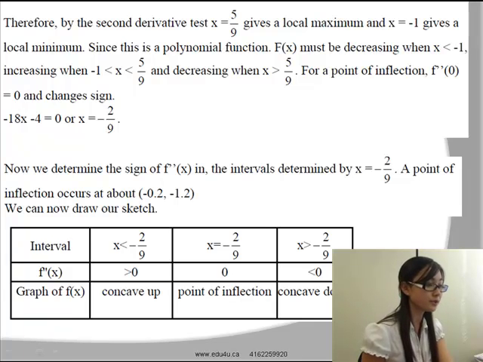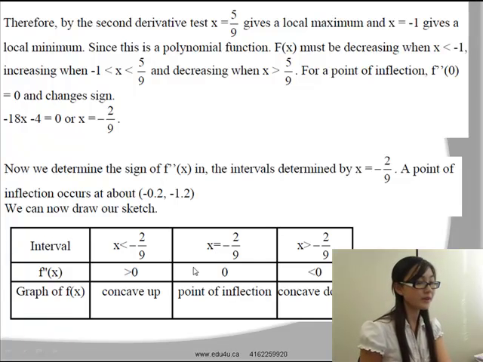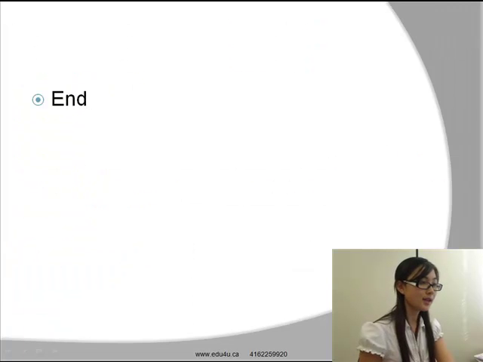Now we do the same thing that we have done in previous lectures. We have to write out a table of values. When we have the interval x less than negative 2 over 9, the second derivative of f of x will be bigger than 0. Since it is bigger than 0, we have a concave up. When x is bigger than negative 2 over 9, we have a negative value for the second derivative of f of x. Therefore, it is concave down. And when x is equal to negative 2 over 9 exactly, we get 0 for the second derivative of f of x. Therefore, this will be a point of inflection.